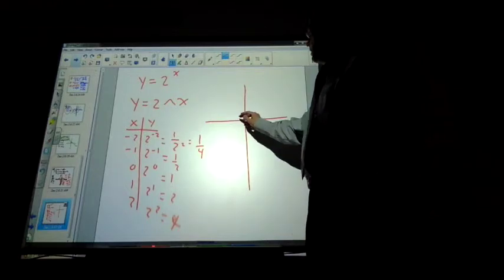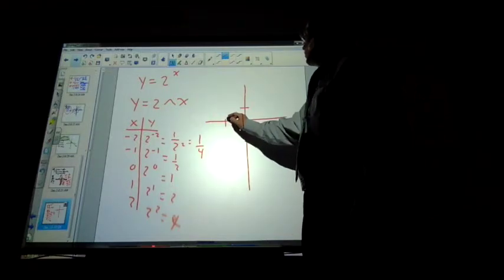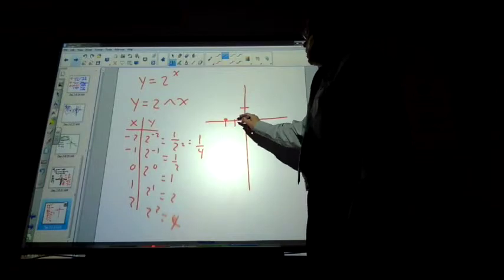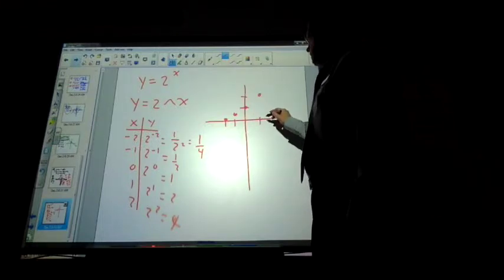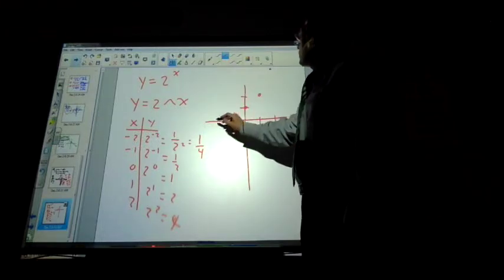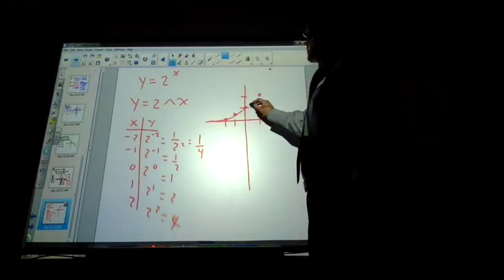All right, negative 2, and then 1/4 is like right here. Negative 1, 1/2 is up a little bit higher. It's twice as high. 0, 1. 1 and 2, and then 2 and 4. So this graph is doing this.